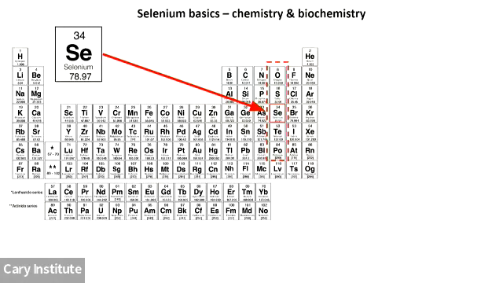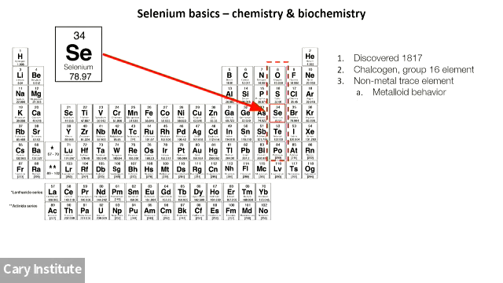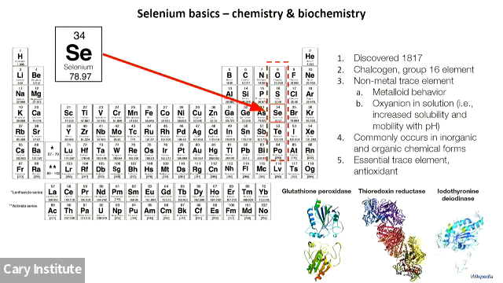I'll start with just an introduction to selenium. It's in group 16 of the periodic table, and we don't need to go through these one by one, sorry about that. Discovered a long time ago, it's a chalcogen, and it's decidedly a non-metal. I know it often gets described as a metal, but it's not a heavy metal, it's a trace element and really a metalloid. The key distinction there is that it's an oxide anion in solution, so its mobility increases with pH. In the environment, it commonly occurs in both inorganic and organic forms.